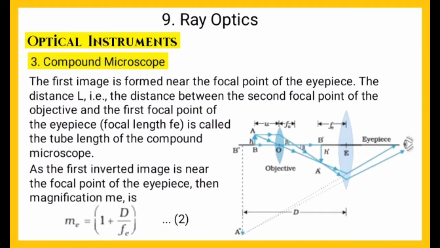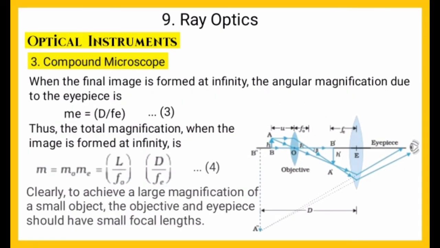As the first inverted image is near the focal point of the eyepiece, the magnification me = 1 + D/fe. This is equation number 2. When the final image is formed at infinity, the angular magnification due to the eyepiece is me = D/fe. This is denoted by equation number 3.